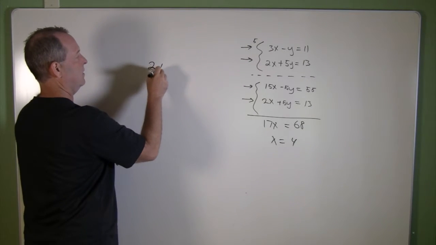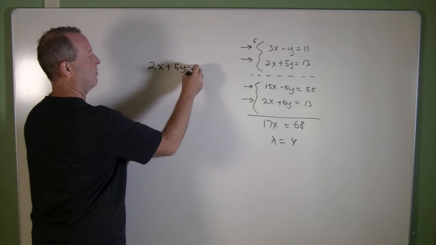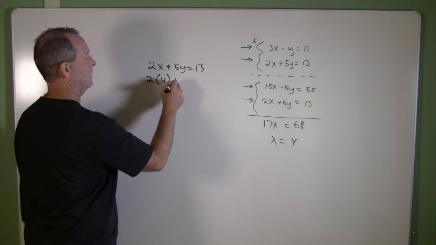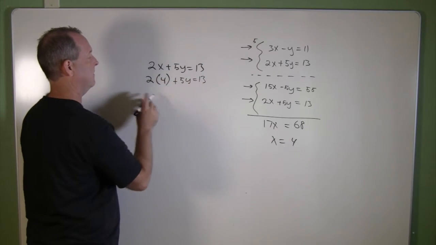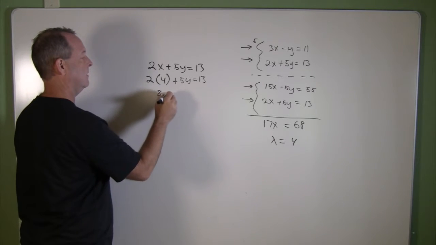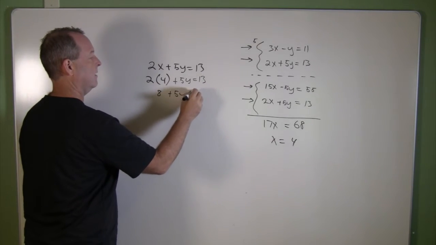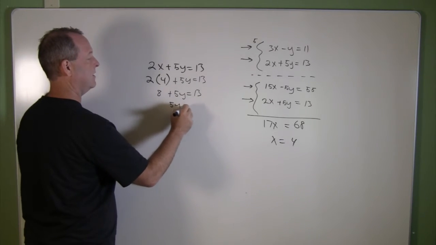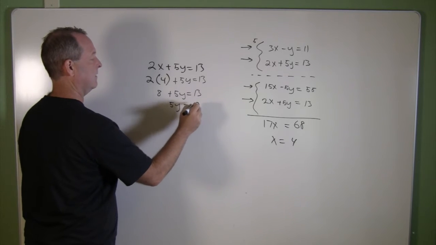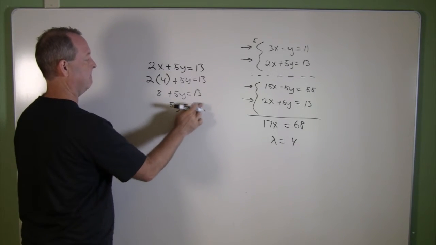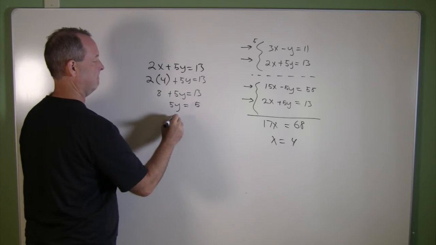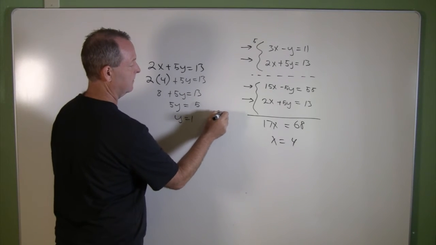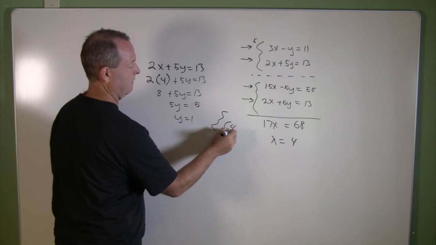So 2x plus 5y equals 13. 2 times my x, which we discovered was 4, plus 5y equals 13. 2 times 4 is 8, plus 5y equals 13. Add a negative 8 to both sides, gives me 5y equals 5. Sorry, it gives me 5. And y equals 1. And then I have a solution set of the coordinate point 4 and 1.